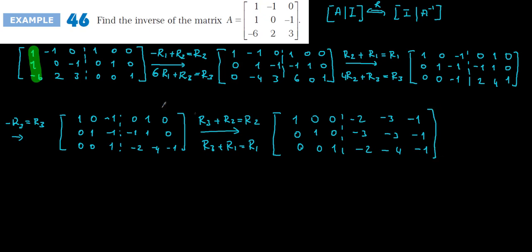So, ladies and gentlemen, if this is the matrix A, and this is the identity matrix here, when it becomes the identity matrix, this matrix becomes the inverse of the matrix.